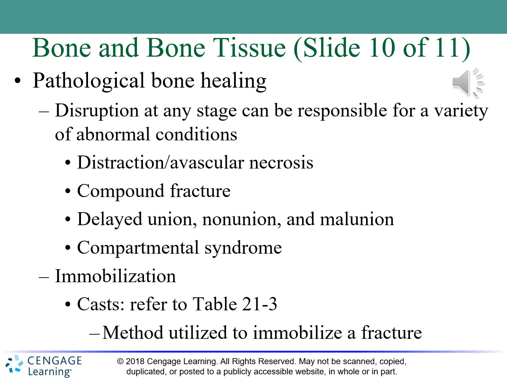All right, so now we're on 903, the second column under pathological bone healing. Like it says on this slide, disruption at any stage can be responsible for a variety of abnormal conditions. So that first one in red, distraction. Distraction is separation of joint surfaces by extension without injury or dislocation of the parts. What it says here in the book, it's a term used to describe bone fragments that are separated so that bone contact does not occur.